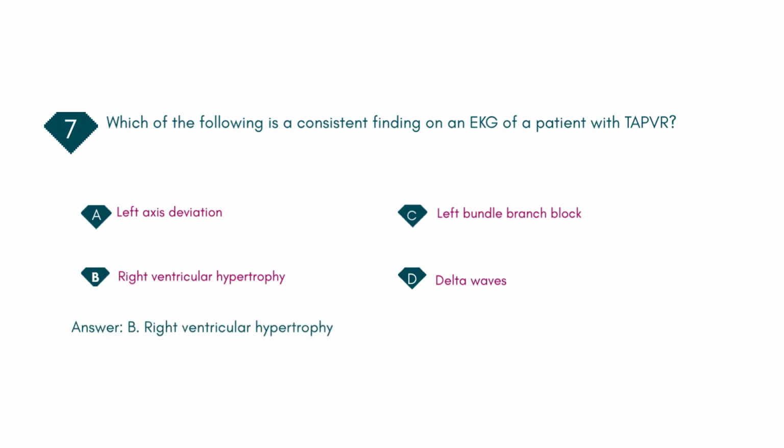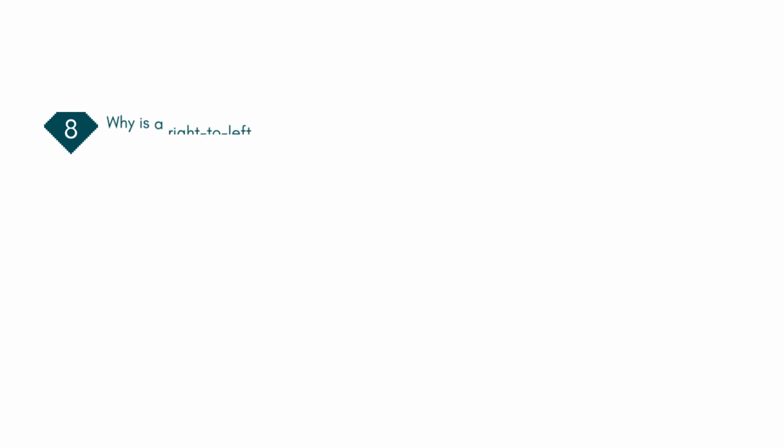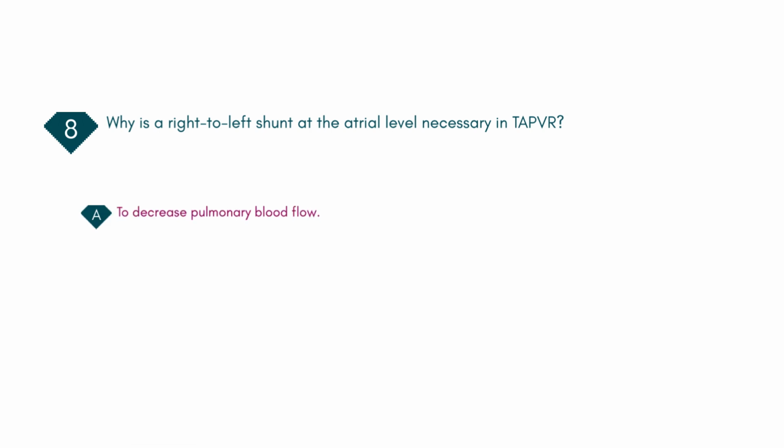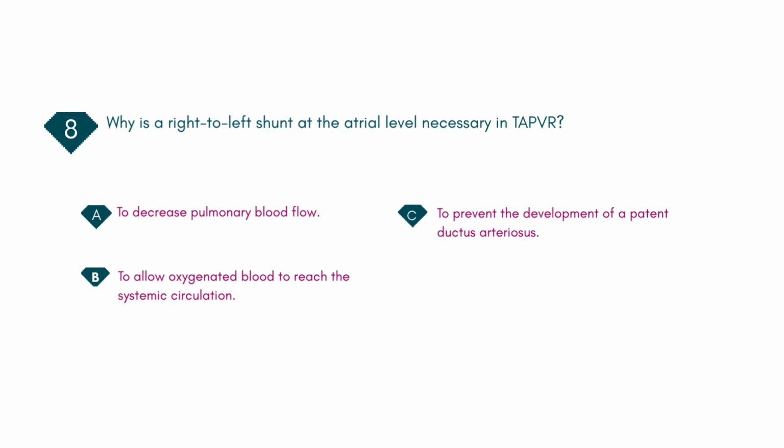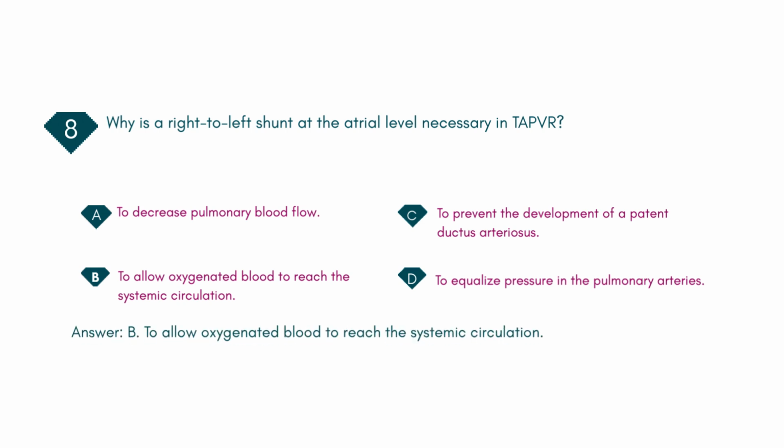Right ventricular hypertrophy. Why is a right-to-left shunt at the atrial level necessary in TAPVR? A. To decrease pulmonary blood flow. B. To allow oxygenated blood to reach the systemic circulation. C. To prevent the development of a patent ductus arteriosus. D. To equalize pressure in the pulmonary arteries. Answer, B. To allow oxygenated blood to reach the systemic circulation.